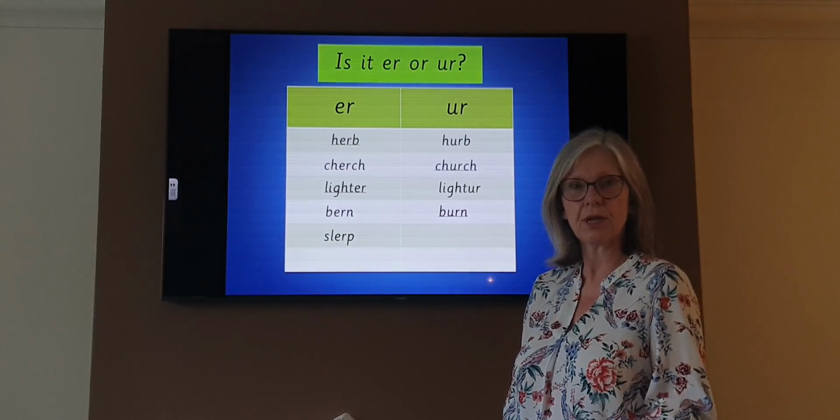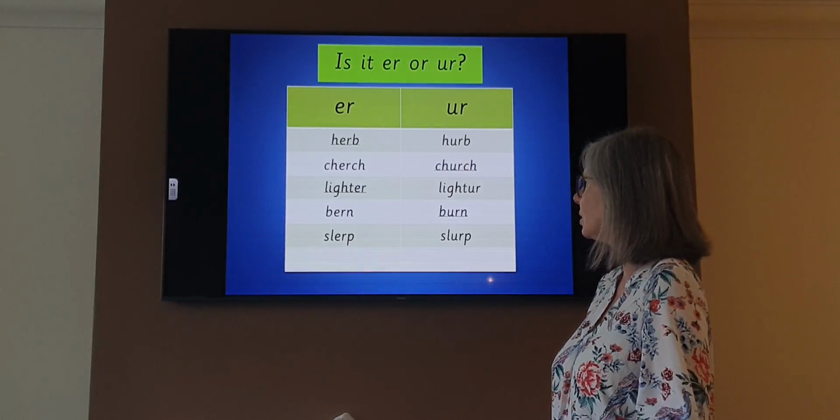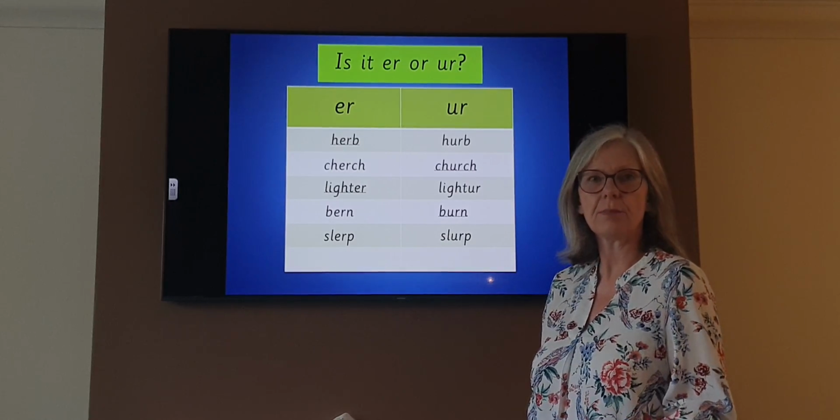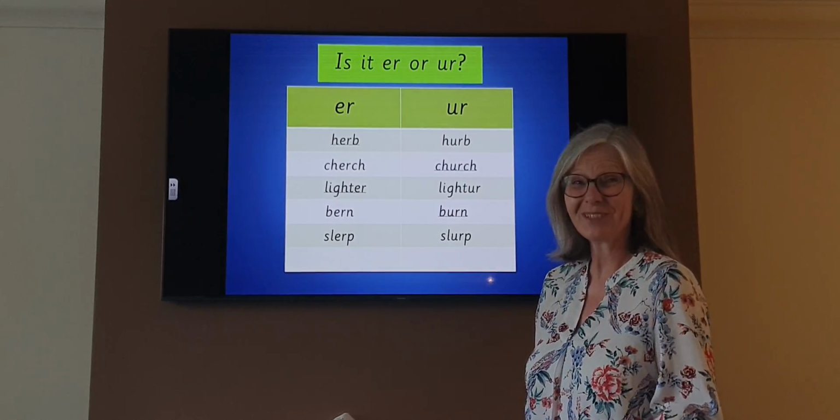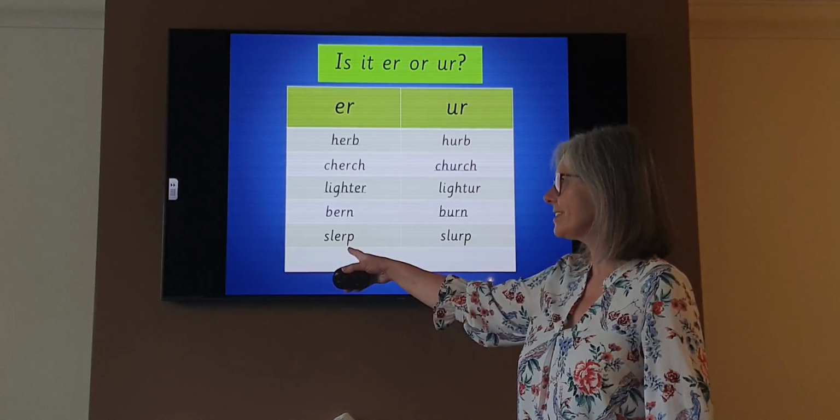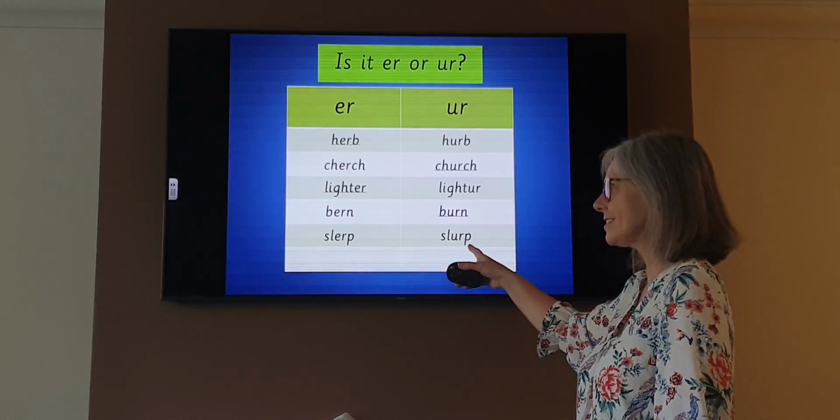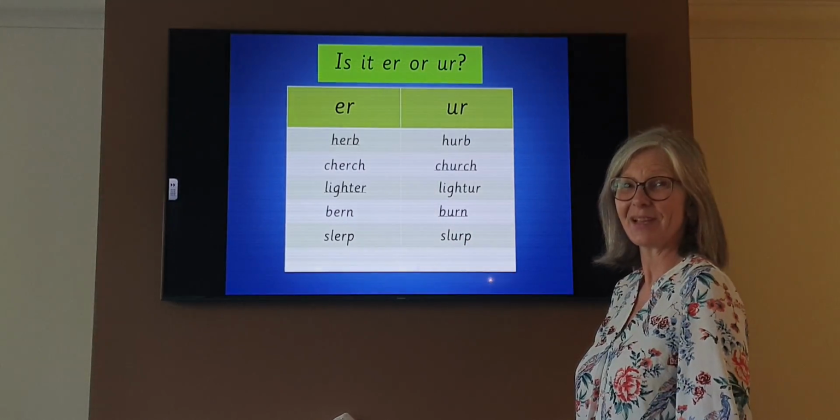Slurp, slurp, slurp, slurp. Which one do you think looks right? Do you think it's this one? Or do you think it's this one? Should we have a look?